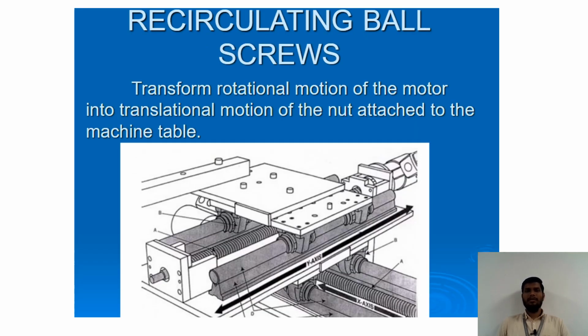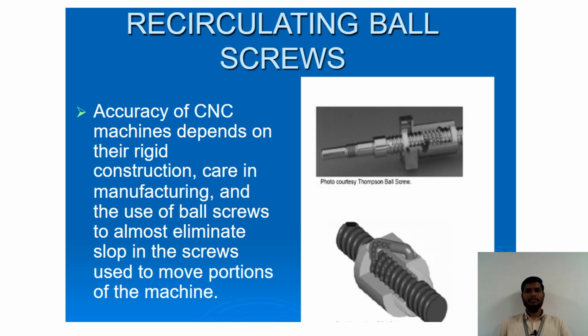Recirculating ball screws. Recirculating ball screws are one of the important elements in drive system. It transforms rotational motion of motor into translation motion of the nut attached to the machine table. Here is the diagram of recirculating ball screws. The recirculating types of ball screw are widely used in CNC machines where rotary motion of motor is converted to linear motion using lead screws. These are specifically required in slideways.